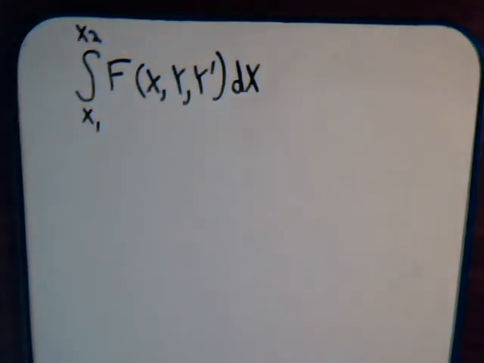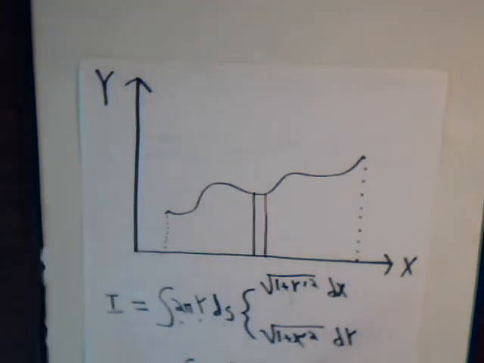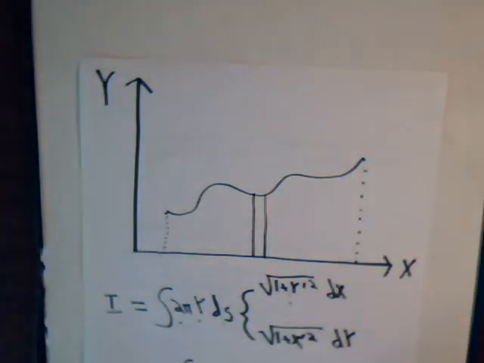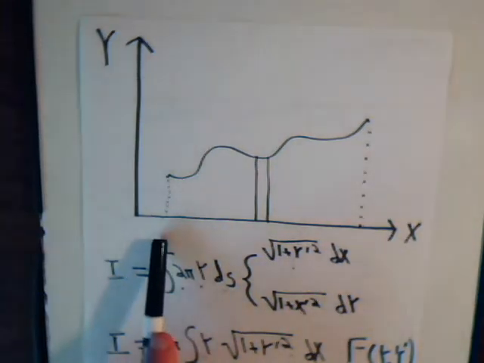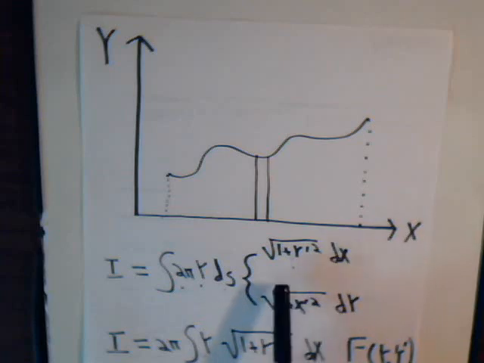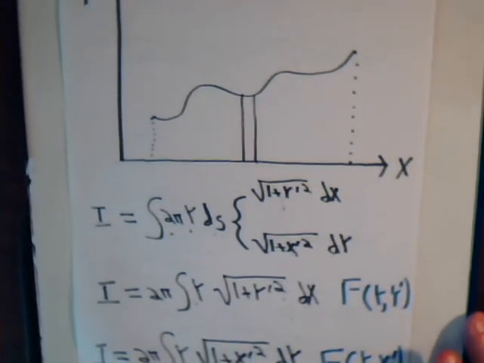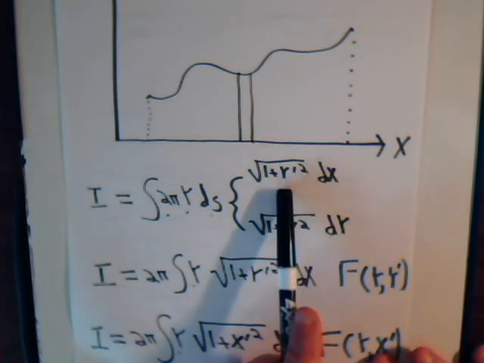And to give an example as to what this might mean, suppose that we had a function that looked like this, and we're going to rotate it about the x-axis and then find the surface area of that revolution. And the general integral expression for that would be 2 pi y ds, integrating that from whatever these endpoints are. And then ds we could write like this, square root of 1 plus y prime squared dx, or we could write it as square root of 1 plus x prime squared dy. Of course, this is dy dx.